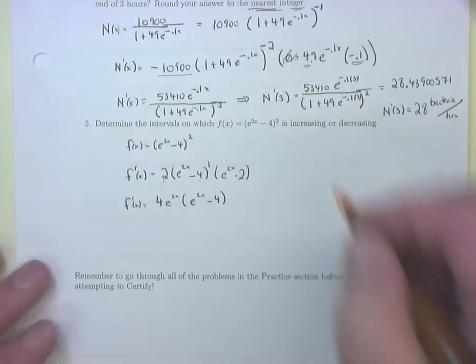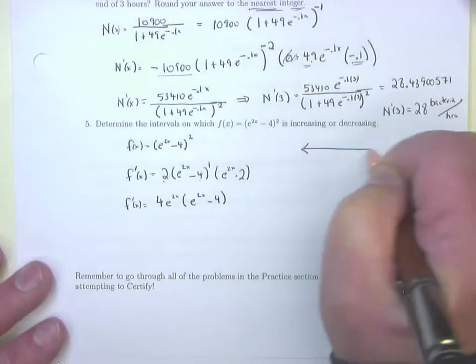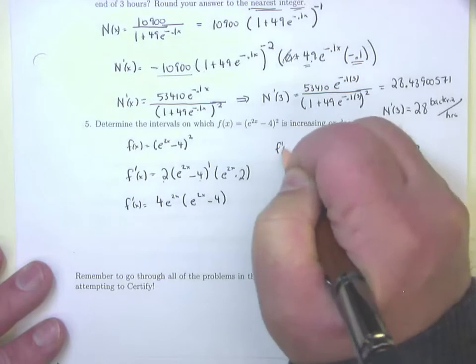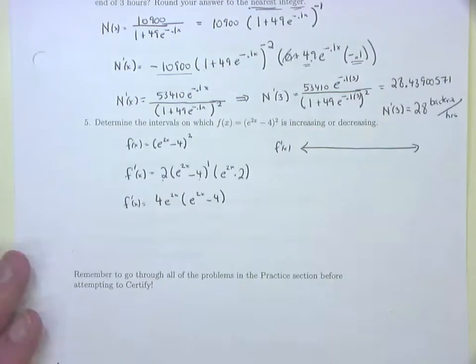But we want to find intervals of increasing and decreasing. I'm going to draw myself a number line and label it with the derivative. But what do I put on my number line? I've got to put my critical numbers on there. How do you find critical numbers? You take that first derivative and do what with it? Set it equal to 0 and solve.